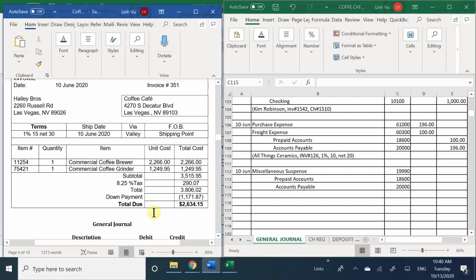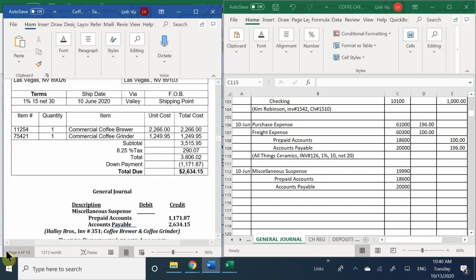Okay. So with that being said, here I'm given on the receipt the grand total of how much I owe. All right. But I also have the grand total of what should be there, right? Here I have my down payment, so my grand total is $3,806.02, right? My down payment has decreased that value and made my accounts payable going to be $2,634.15.